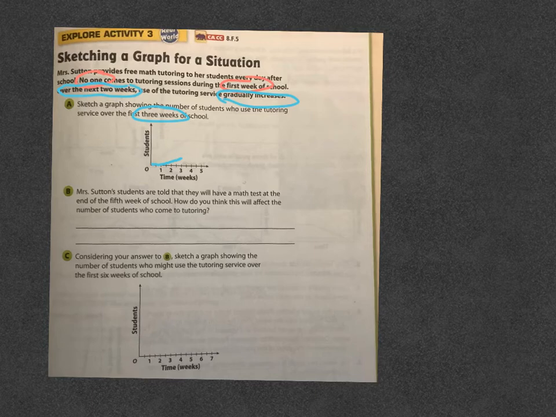Okay, so let's look at what happened next. Mrs. Sutton's students are told that they will have a math test at the end of the 5th week of school. How do you think this will affect the number of students who come to tutoring? Let's use that same graph here. If they have a test, all the students find out, oh, we have a test this day in the 5th week of school. What do you think is going to happen in the tutoring from here until week 5? Yeah, I agree with you. I think suddenly people are going to be like, I want to get an A on the test. I mean, assuming she has students who do want good grades. So she should see a pretty big increase over the next 2 weeks.